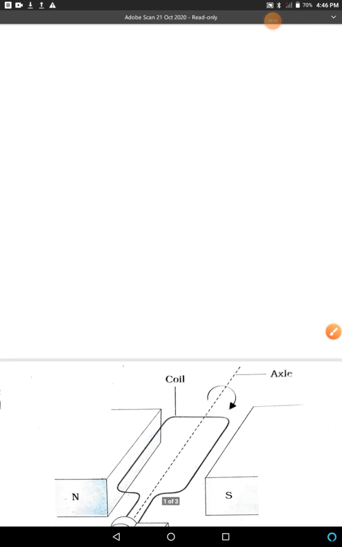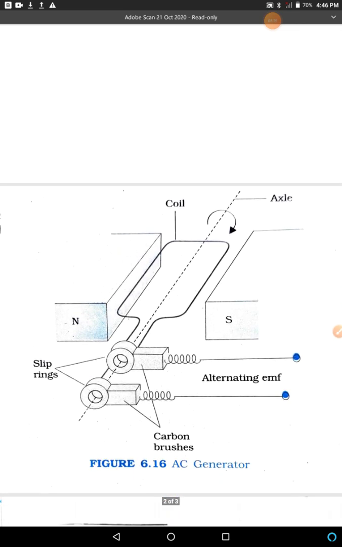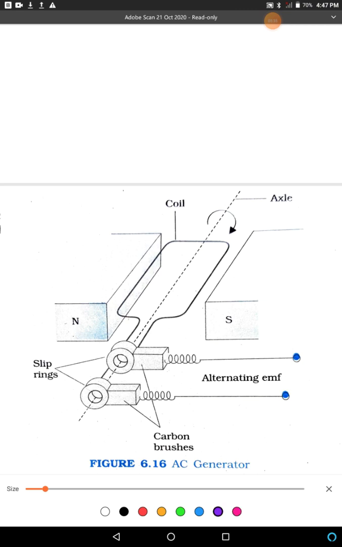So what are the constituents of the AC generator? What does the AC generator look like? We will ask the question. Sometimes a 5-mark question is asked. So what is this question? The question will be like this. What will the question be?